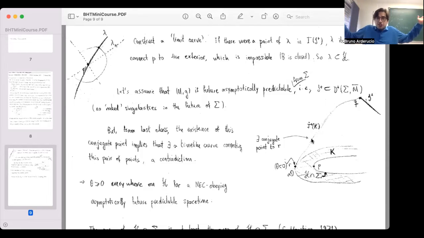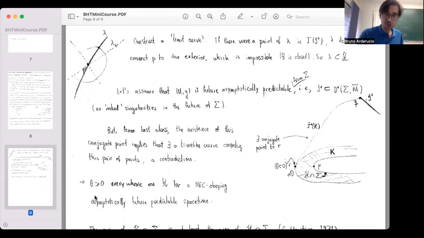But that's a contradiction. Because if there is a conjugate point there, then this curve is not achronal, then there is a timelike curve connecting these two points, so that this cannot be in the boundary, because it has to be in the interior. So that's the contradiction. This shows that it was incorrect to assume that theta is negative at a point in the horizon. So the conclusion is that theta has to be non-negative everywhere on H.